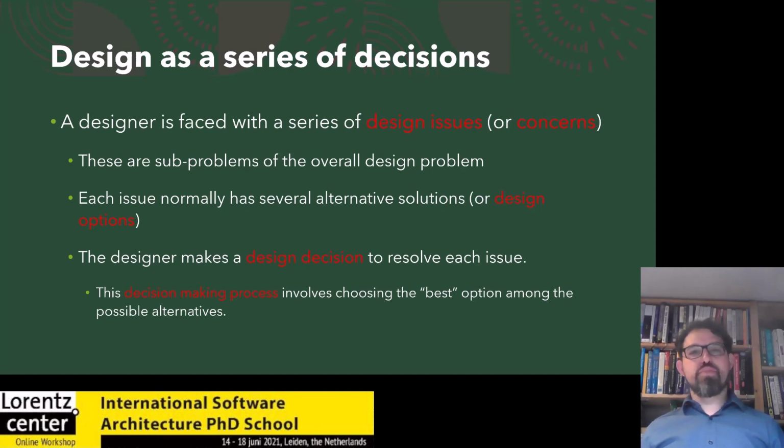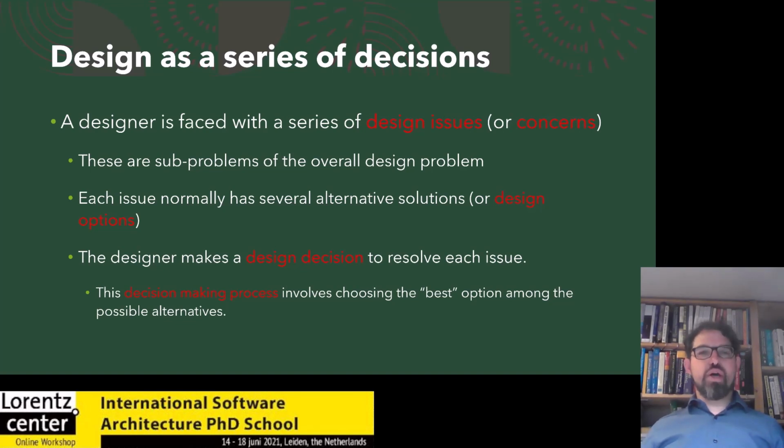And that decision-making process then involves you choosing the quote-unquote best option among the possible alternatives. And this, of course, is difficult because there is no a priori best design. Design is in that sense what we call a wicked problem. You don't know the optimal solution. The only thing that you can aim for is a solution that satisfies the concerns of all the stakeholders involved.